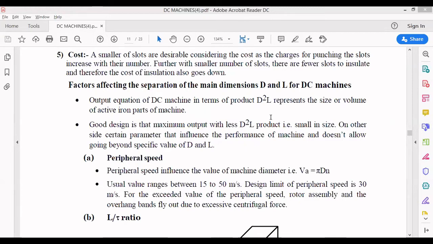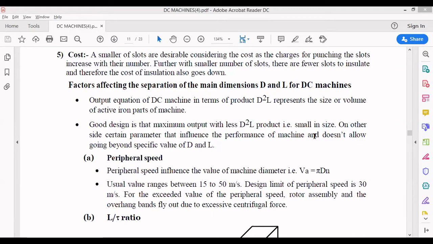The D square L product represents the size and volume of the machine, or we can say the size or volume of the active iron parts of the machine. Where D is nothing but the circumference of your armature with respect to DC machine, and L is nothing but the length of the armature. So D square L represents the size and volume of the iron parts of the machine.